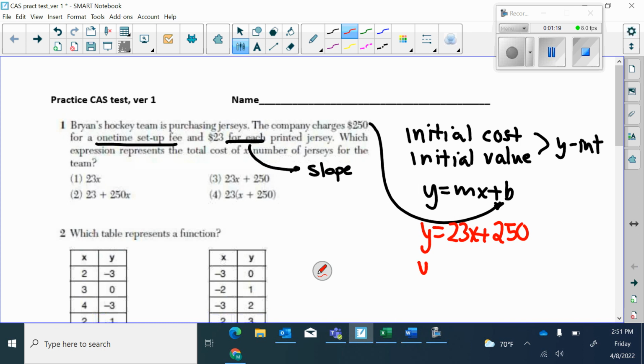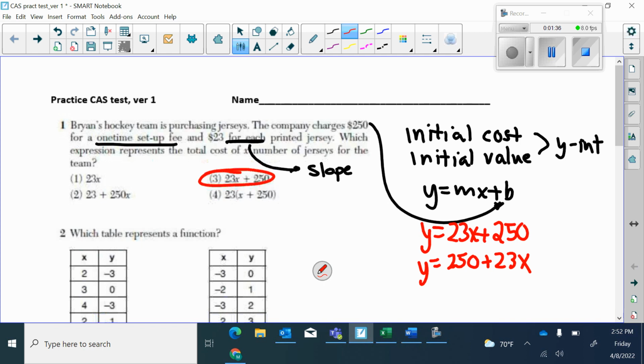And they could have switched it and not put it in slope-intercept form and put it as 250 plus 23x. That's the same thing. There's the commutative property of addition, just switched those two terms. And so which one do we see there? 23x plus 250 right there.